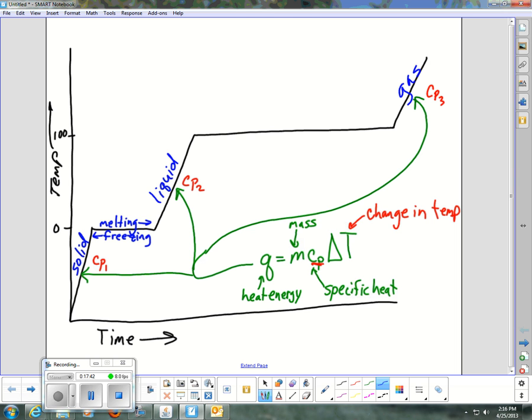So what we use here is heat of fusion. And we take heat of fusion times mass or moles, depending on what heat of fusion is given in, to get the change in heat of fusion. And that little F means fusion. Fusion has to do with freezing.